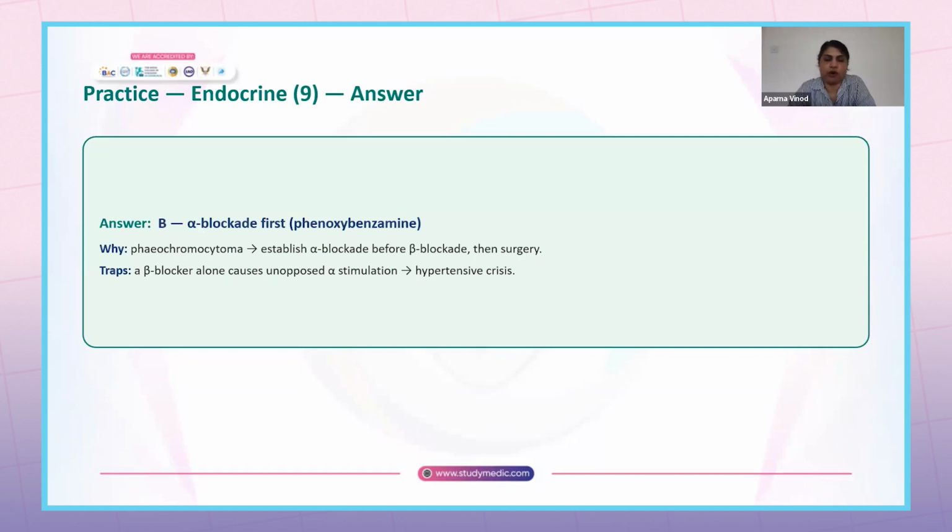Like I said before, always give alpha blockade first and only then give beta blockade, because if you give beta blockade alone, it will cause unopposed alpha stimulation and will lead to a hypertensive crisis. Surgery will be planned later on. Once you establish and make the patient stable, then you can plan for surgery.